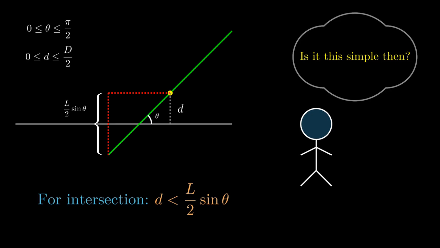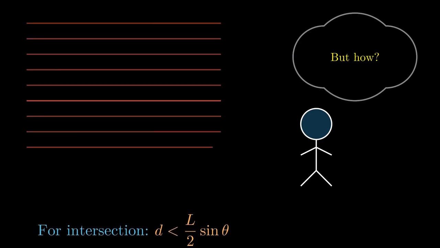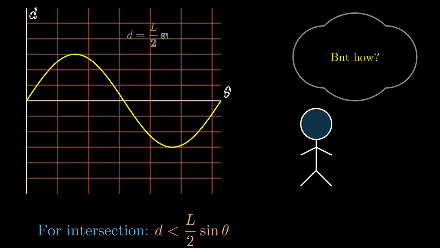I am now going to show how we can use that fact to calculate the probability of a needle crossing a line. If you call our two-dimensional axis and draw the graph of the function d equals L/2 sin theta, we get a sinusoidal curve. Now, since my constraints are from 0 to pi/2, let's draw a rectangle on the screen such that the base is represented by pi/2 and the height by the distance D/2. You'll understand why everything is happening in a little while.